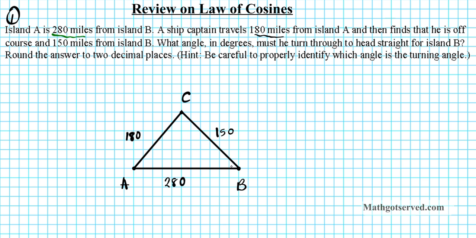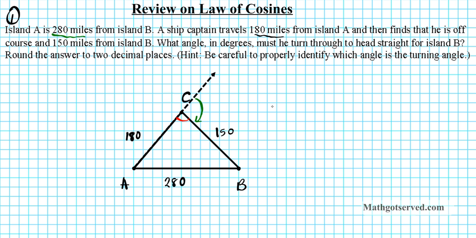All right. So it says, what angle must he turn through to head straight for Island B? So his initial direction from A to C was something like this, heading in that direction, and he was going off course. So the question is, how many degrees must he turn to be heading right back to his correct destination, which is B? So this right here is the angle that the ship must rotate in order to head back to the right destination. We noted that this angle is a supplement of angle C, so all we have to do is find angle C and subtract it from 180, and that will be the correct answer.